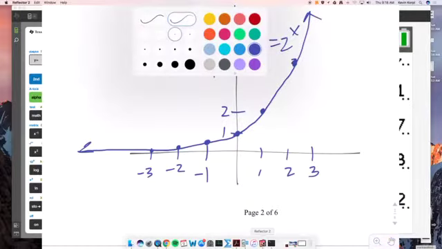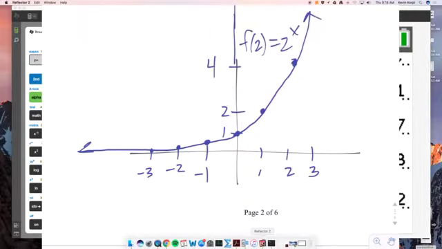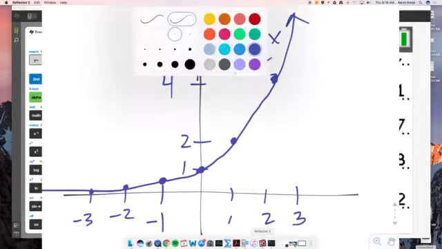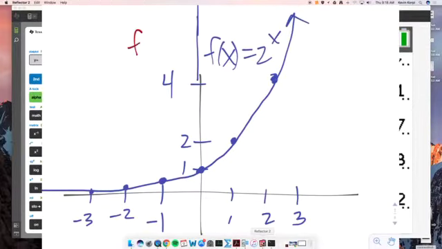All right, now I'm going to pick a nice contrasting color like red. And we want to, oops, I should put f of x there, not f of 2. There we go, f of x. All right, so now we're going to sketch f of x equals 1/2 to the x. And because 1/2 is less than 1, that should be decay.